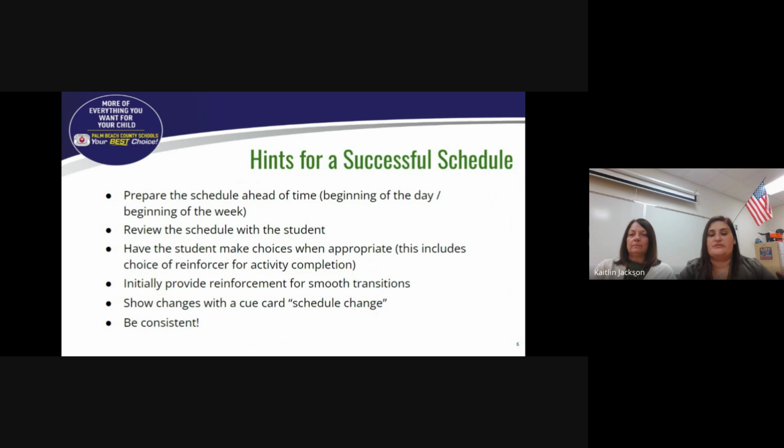Have the student make choices when appropriate. This includes choices for reinforcers or activity completion. So if they're completing an activity and they earn a reinforcer for it, let them have choice in that. Initially provide reinforcement for smooth transition. If it's a student that's having difficulty transitioning, include reinforcements in the beginning. Show changes with a cue card that says schedule change so that the students know there is a change in the schedule, and then also be consistent.